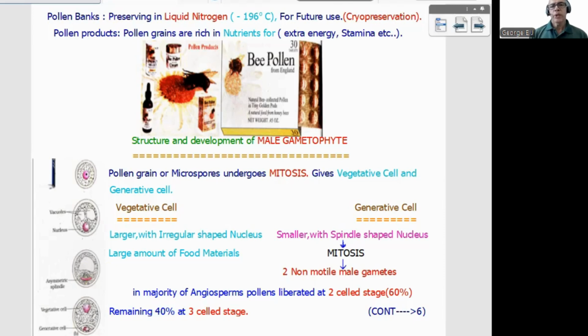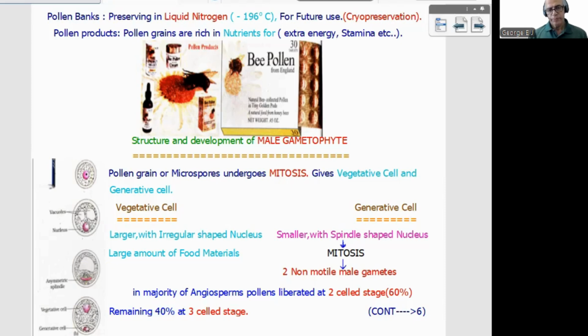This generative cell will undergo one mitosis to form two non-motile male gametes. So the generative cell, smaller with a spindle-shaped nucleus, undergoes mitosis and two non-motile male gametes are formed. In the majority of angiosperms, pollen will be liberated at the two-celled stage, around 60%. The remaining roughly 40% will be at the three-celled stage. That is regarding how microspores, pollen grains, are converted into male gametes.